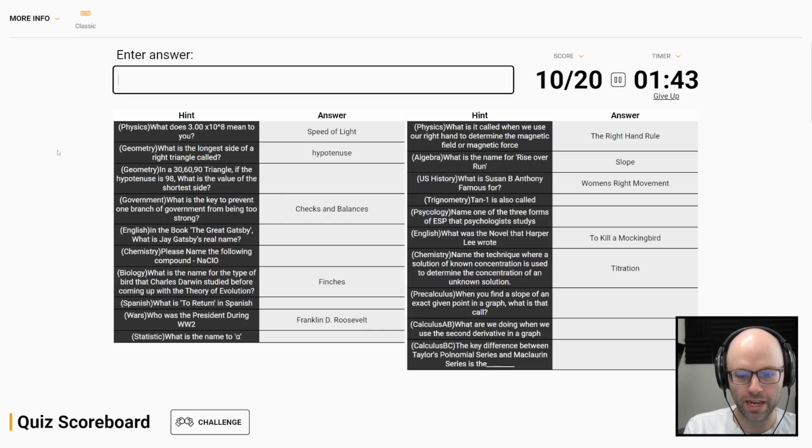When you find the slope of an exact given point on a graph, what is that called? That's called the derivative. The impulse? Sorry, give me a second here. I don't remember. What are we doing when we use the second derivative in a graph? Finding the area under the curve. Finding the sum, the volume of... The key difference between a Taylor polynomial series and Maclaurin series is the sigma theta value. I pass.